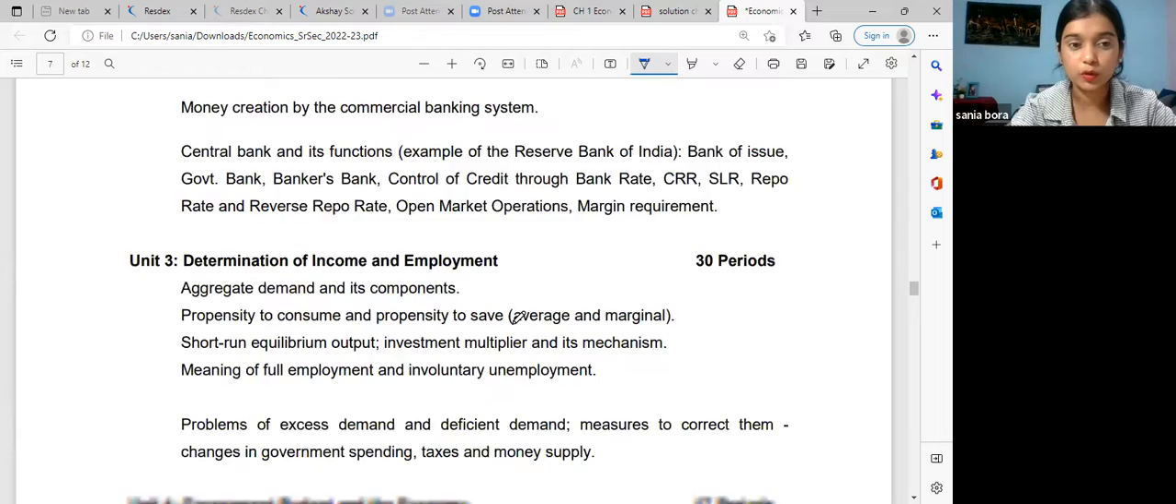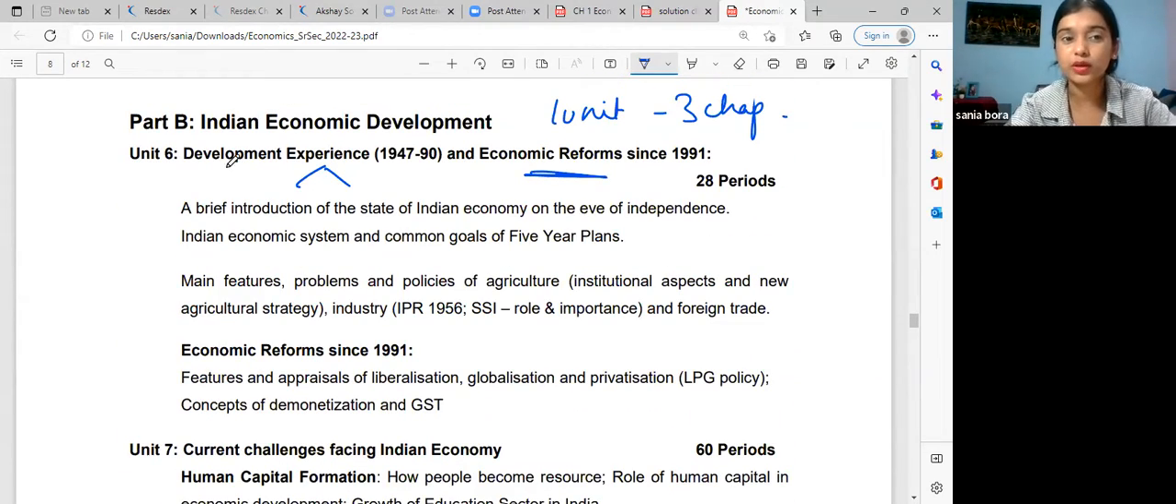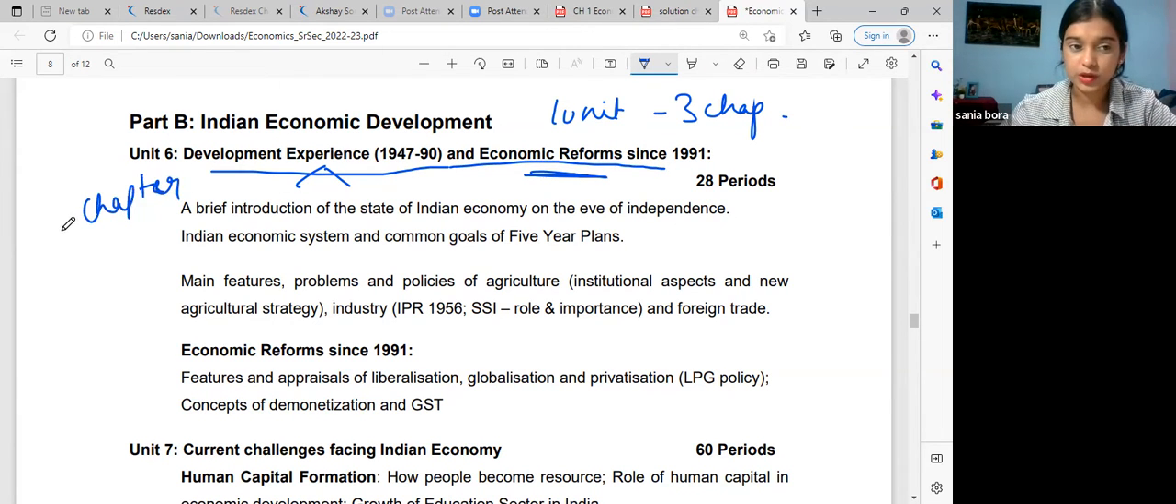So first, you are going to write the syllabus as well. Just write this unit, Development Experience 1947, just till here only. Then write chapter 1. Chapter 1 will be your Indian Economy. I'll dictate it as everyone writes it.